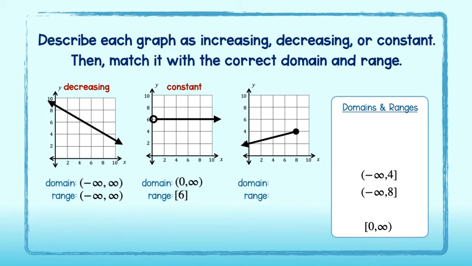The last graph is pointing upward, so it is increasing. The domain is negative infinity to 8. And since 8 is included, we use the bracket. The range is negative infinity to 4, and same thing. It is included, so we use a bracket.